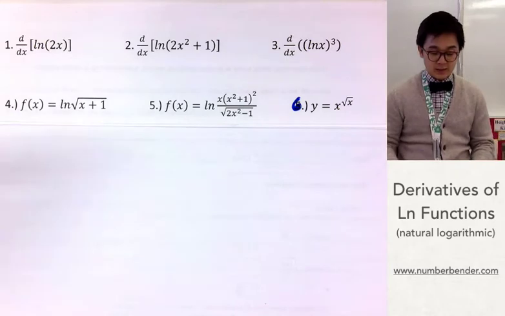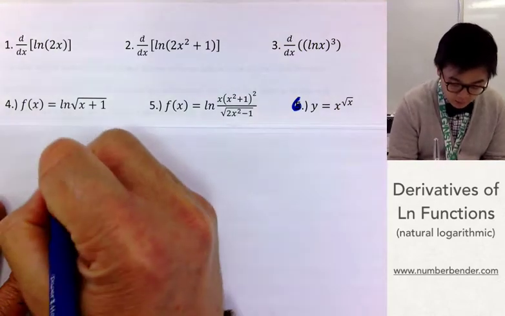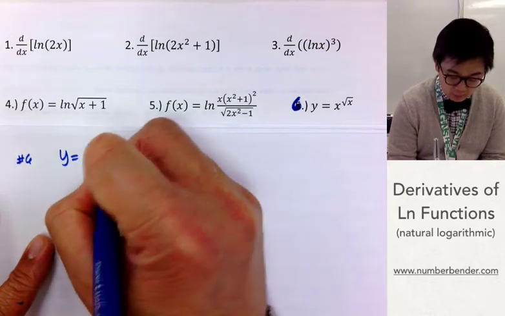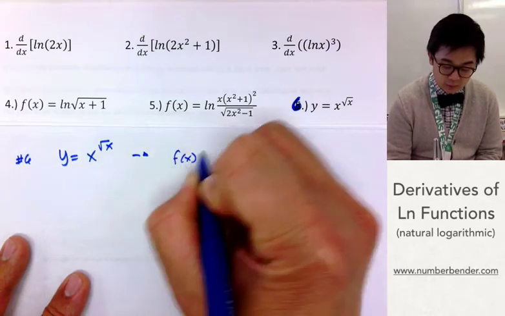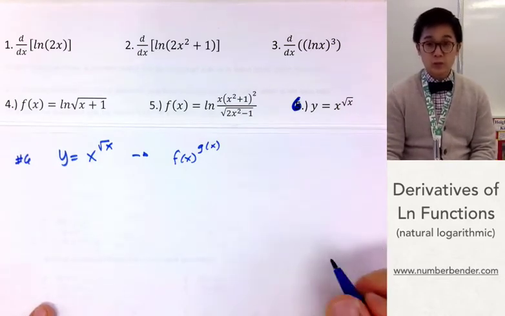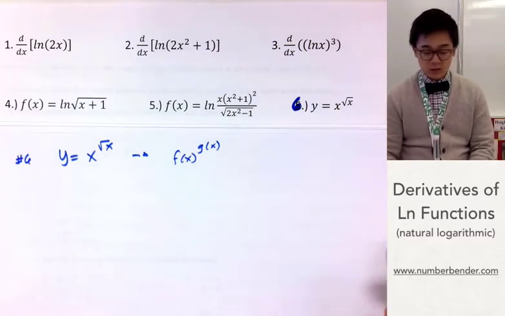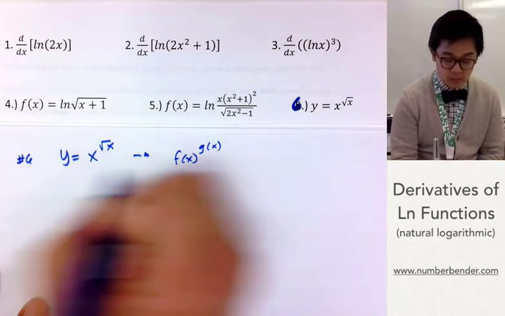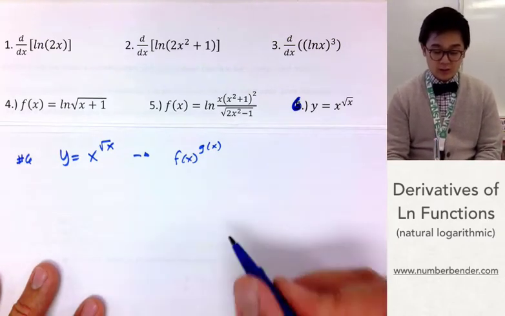Now for number 6, it's a little bit different from the rest of the problems, because here we have y equals x raised to the square root of x. This is an example of the derivative of a function raised to another function. So it's not going to be e to the u du dx, or a constant raised to a power. When this happens, we can take ln of both sides, and we'll be able to differentiate this function using the logarithmic rule.